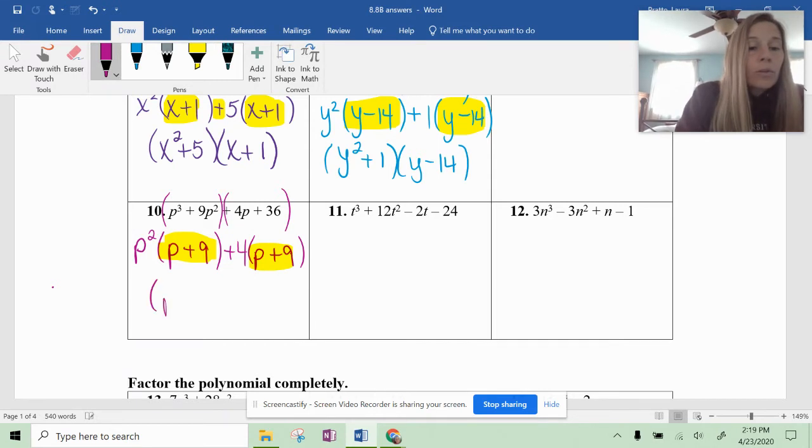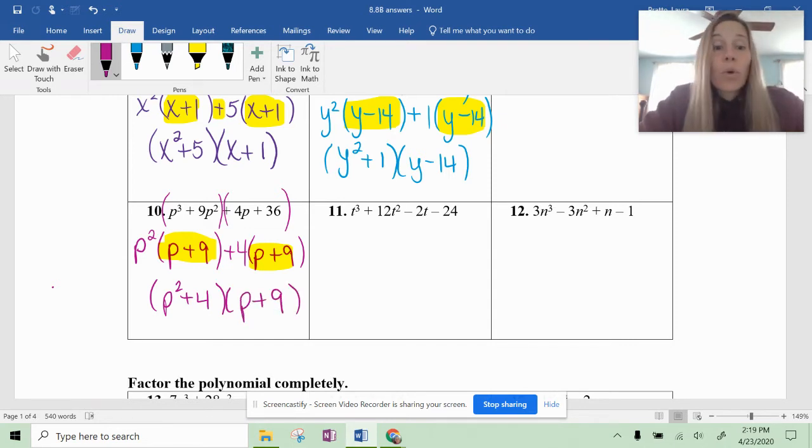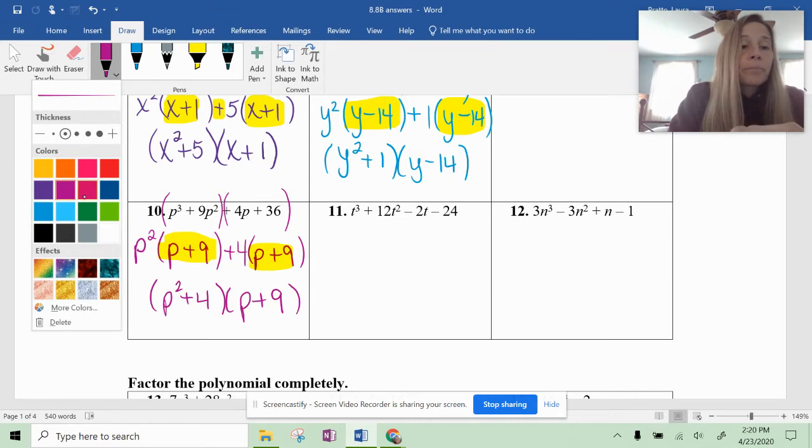I'm putting my two GCFs together, so p squared plus 4, and then p plus 9. Now this one's even closer to having more work because p squared is a perfect square, 4 is also a perfect square, but the plus sign in the middle doesn't allow for us to do anything else. If it was p squared minus 4, then we'd be able to take it that extra step. So let's see what happens with number 11.